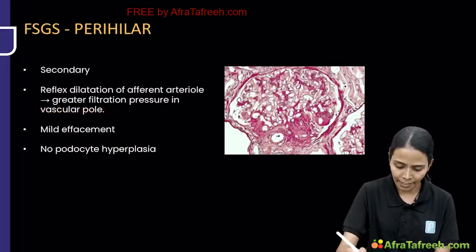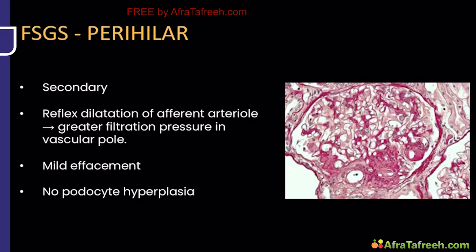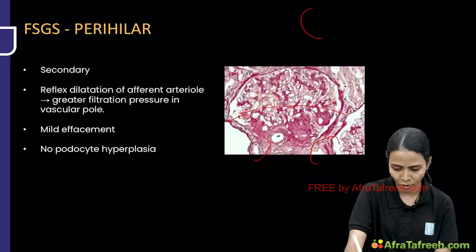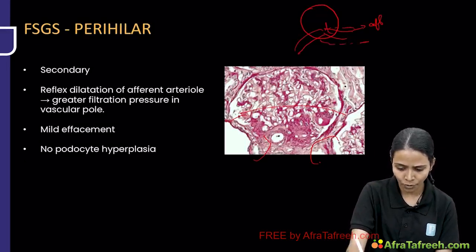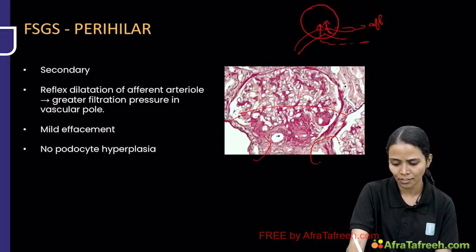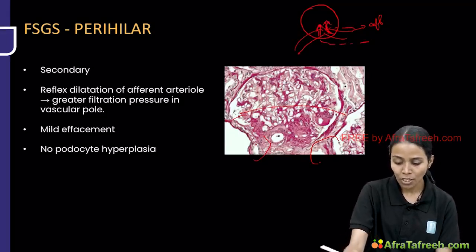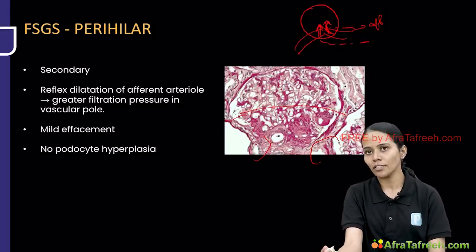Coming to the perihilar region. So this is where the blood vessels are coming. So you can see the perihilar region. So here is the sclerosis. Okay. So what happens whenever there is reflex dilatation of the afferent arteriole? So if this is the glomerulus, this is the afferent and this is the efferent. So when there is reflex dilatation of this, what is going to happen? There is going to be greater filtration pressure here at the vascular pole. So this is going to lead to the sclerosis.